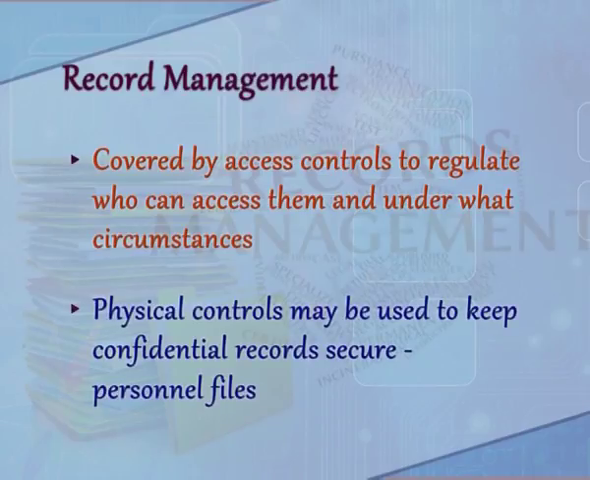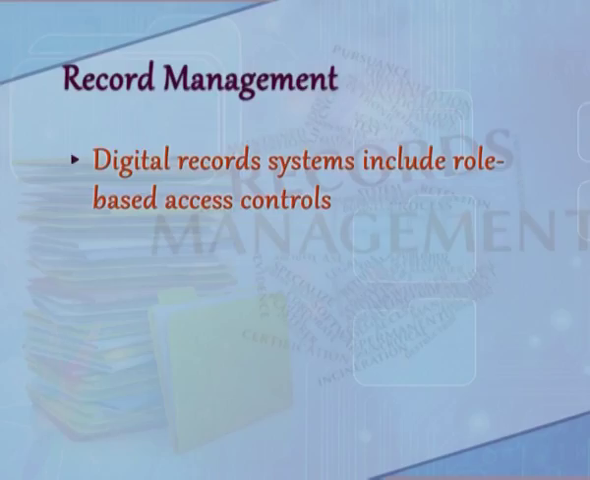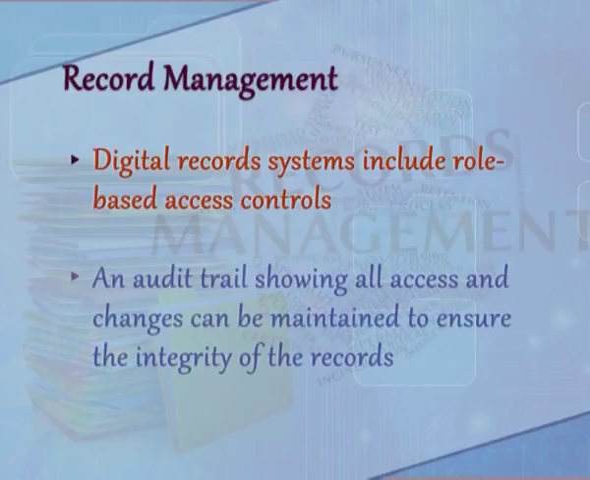Physical controls may be used to keep confidential records secure. Personal files, for instance, which hold sensitive personal data may be held in a locked cabinet with a control lock to track access. Digital record systems may include role-based access controls, allowing permissions to be allocated to staff depending on their role in the organization. An audit trail showing all access and changes can be maintained to ensure the integrity of the records.